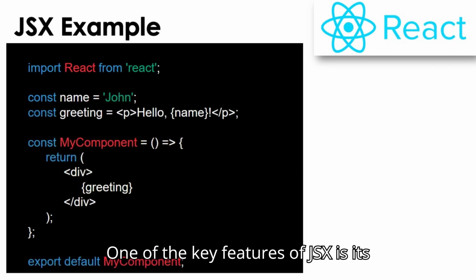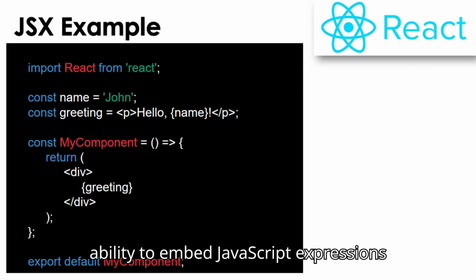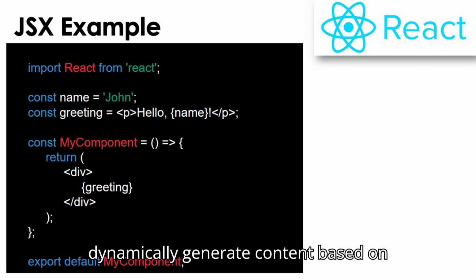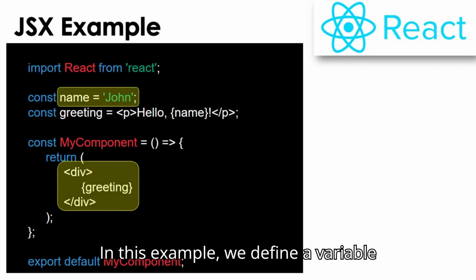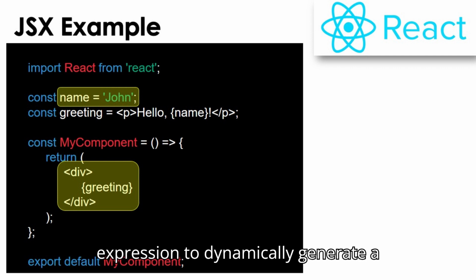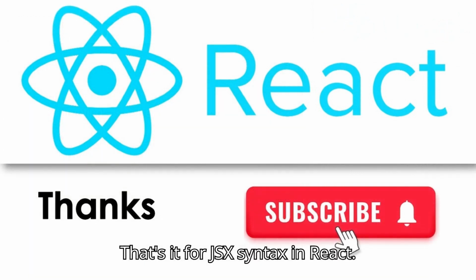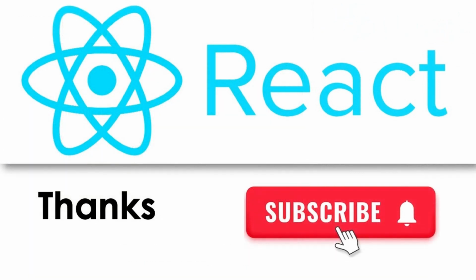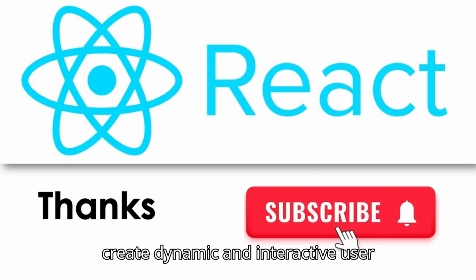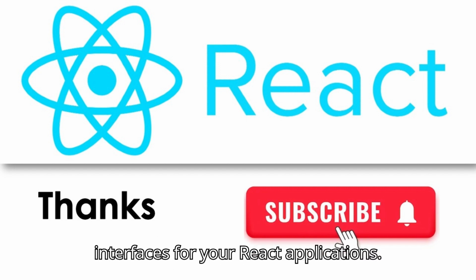One of the key features of JSX is its ability to embed JavaScript expressions within curly braces. This allows us to dynamically generate content based on data or logic. In this example, we define a variable name and then use it within a JSX expression to dynamically generate a greeting message. That's it for JSX syntax in React. By understanding JSX, you'll be able to create dynamic and interactive user interfaces for your React applications.